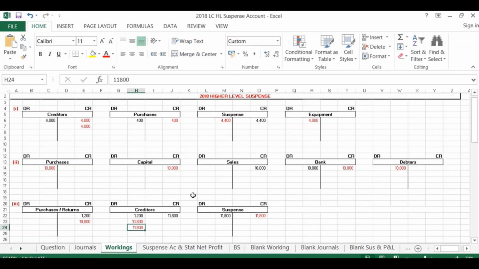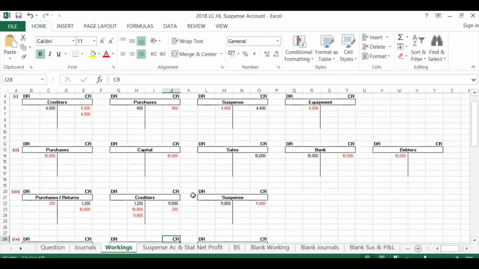And like I said, if you get charged a restocking charge on purchases returns, you just treat it like a purchase. So I'm just going to debit purchases / returns with 200 and I'm going to credit creditors with 200. That is entry number 3 done.